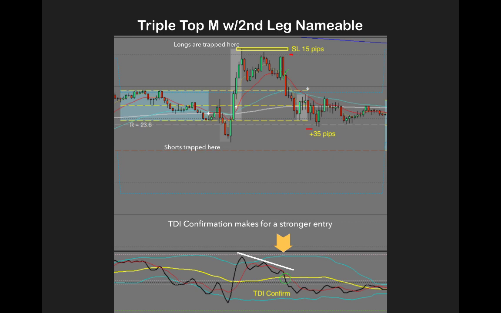Okay, this is a triple top, okay, M structure with a second leg nameable pattern. Okay, we have our Asian session. Okay, Asian box range. They break out of the box down here. Okay, normally this would be your first leg for W. Okay, but they never came back and gave you a second leg. Okay, so this is not a W trade, right?